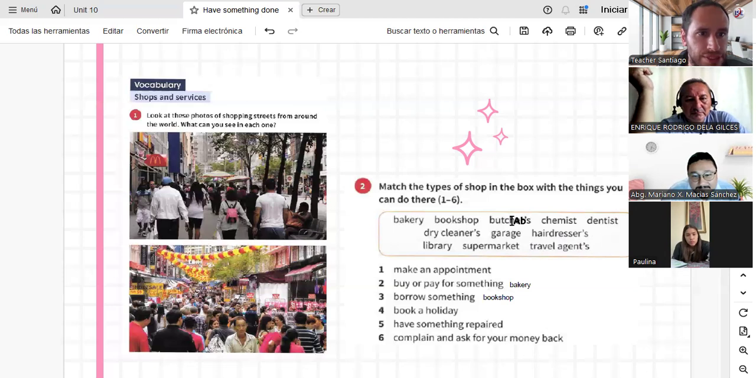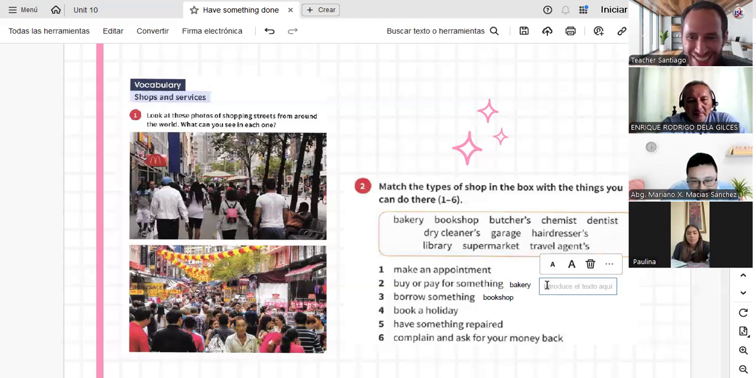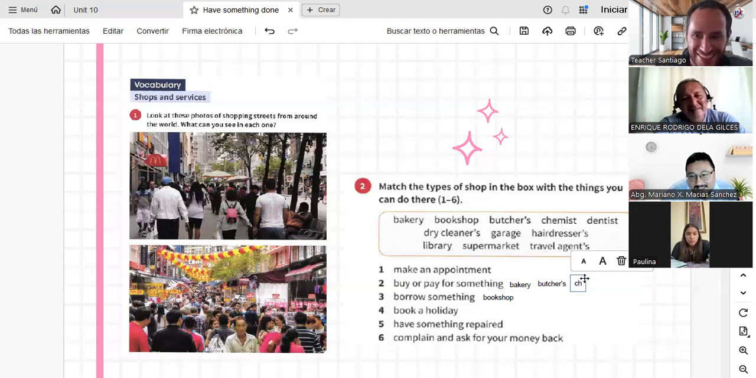Butcher. What's the meaning of butcher? Como cortar. Carnicería. So it's butcher here, right? Pay for something. Chemist. What's the meaning of chemist? Química? Laboratorio? Farmacia. Oh, farmacia. You can say pharmacy or chemist.